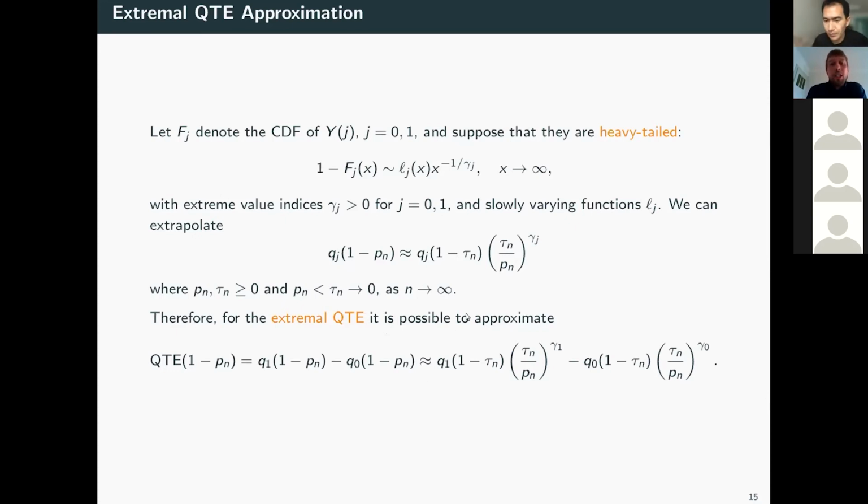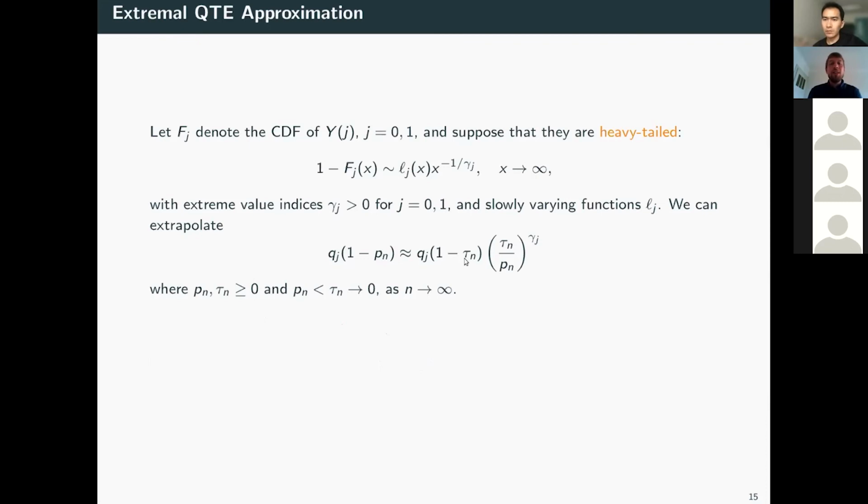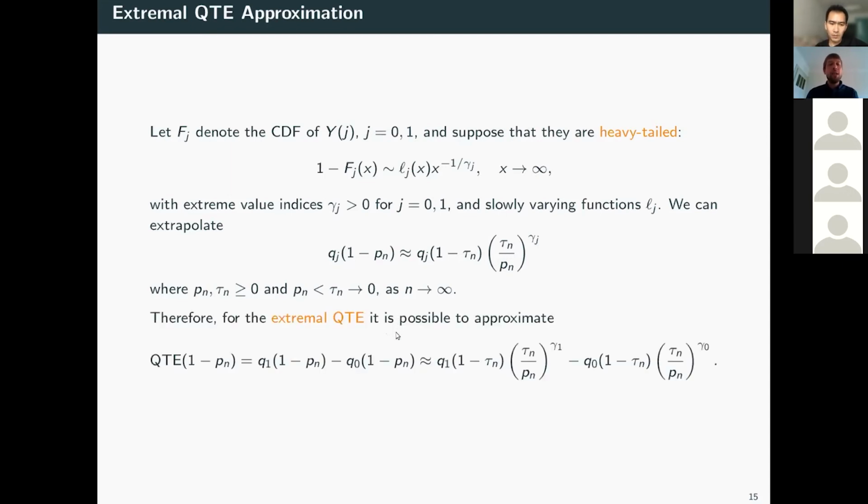Okay, so what we can actually do is choose an intermediate quantile tau n that is less extreme than Pn, and that we're still able to estimate empirically. And then we can correct this quantile to go to the more extreme quantile by some correction factor, which involves this extreme value index gamma j. This comes really from an asymptotic result from extreme value theory. And then we can estimate the extremal quantile treatment effect simply as the difference of these two approximations. Okay, so how do we do this in practice?